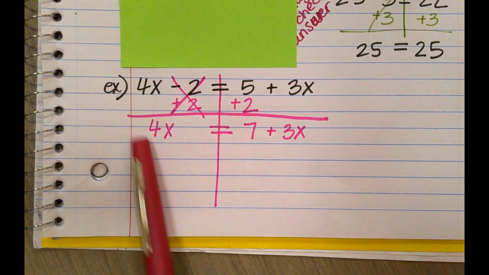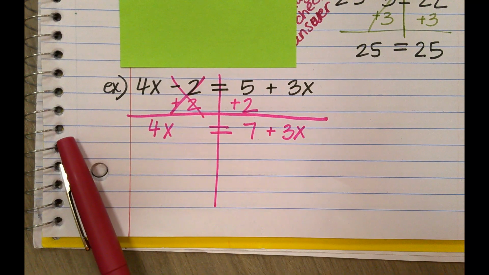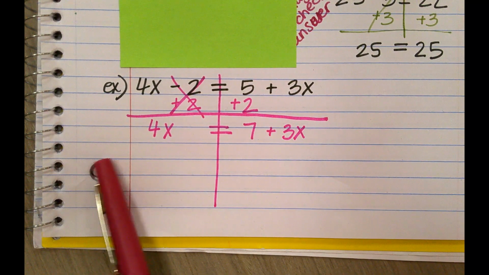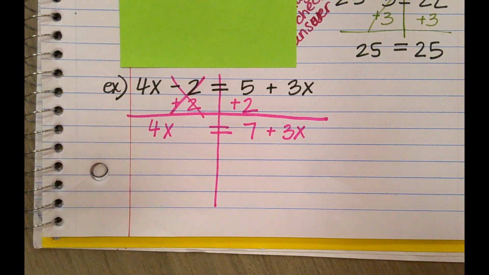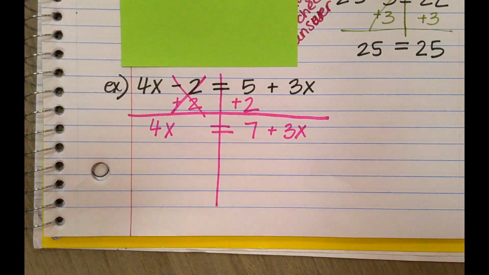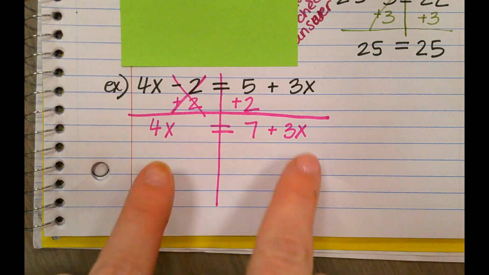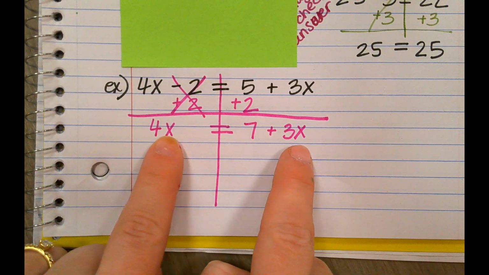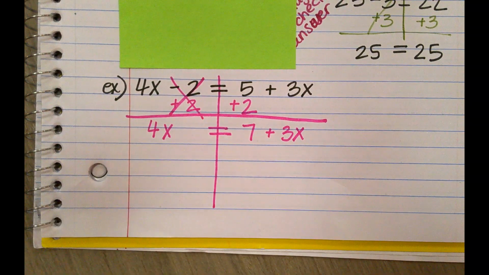But at this step, what is the next thing I can do? Subtract this one. We're going to subtract 3x from both sides because I got x's over here, I got x's over there. I need the x's to be on the same side of the wall.